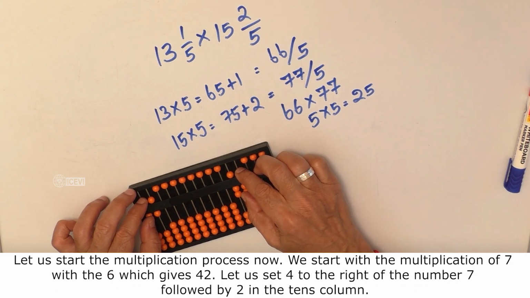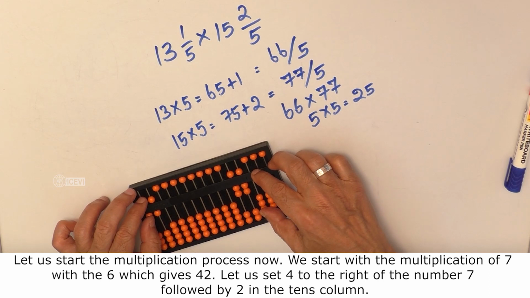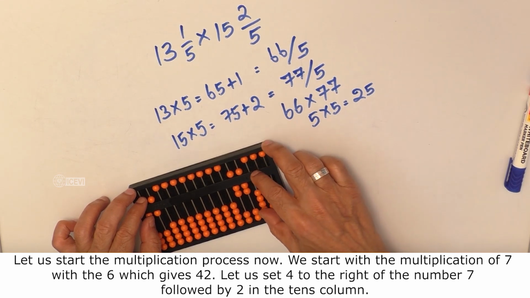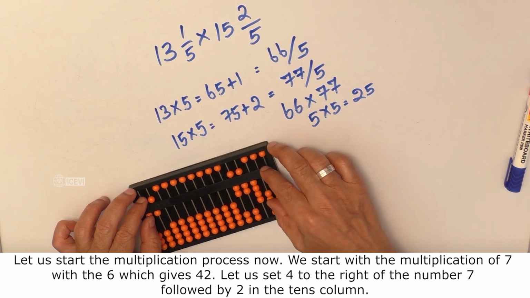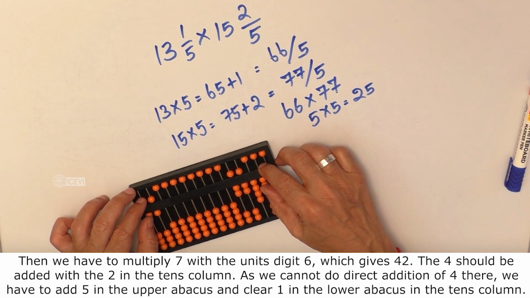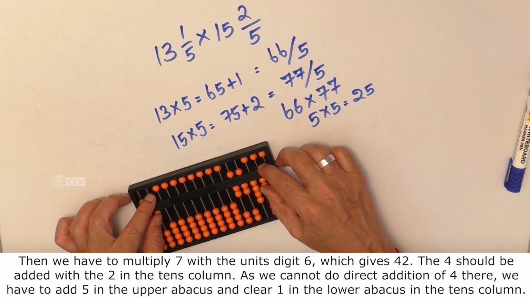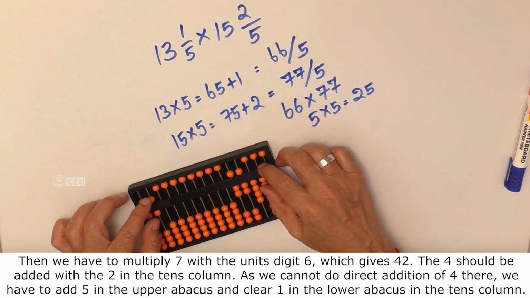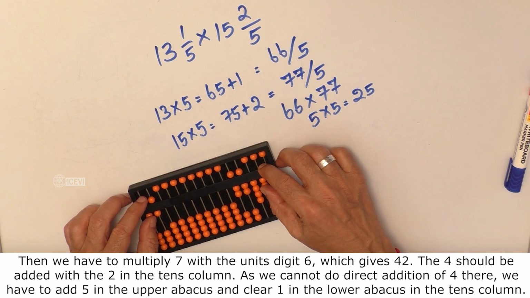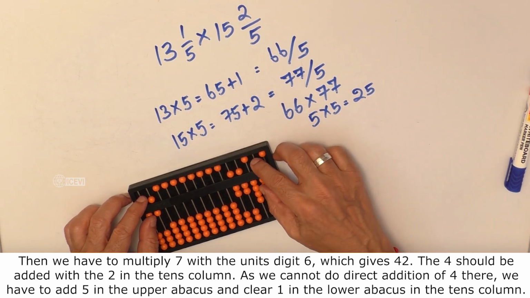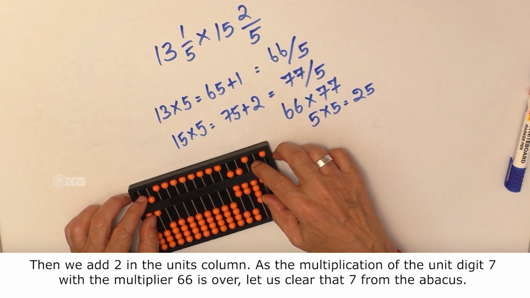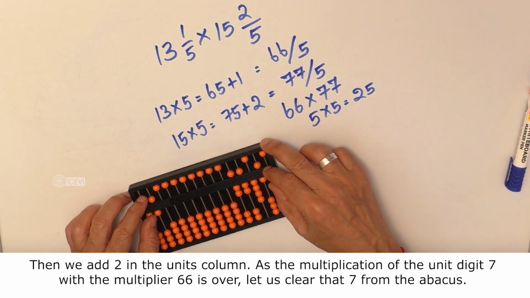Let us start the multiplication process now. We start with the multiplication of 7 with the 6, which is 42. Let us set 4 to the right of 7, followed by 2 in the tens column. Then we have to multiply 7 with 6, which gives 42. The 4 should be added with the 2 in the tens column. As we cannot do direct addition of 4 there, we have to add 5 in the upper abacus and clear 1 in the lower abacus in the tens column. Then we add 2 in the units column.